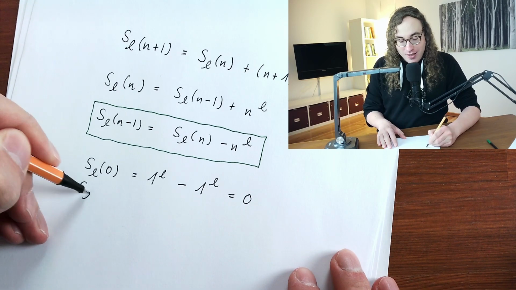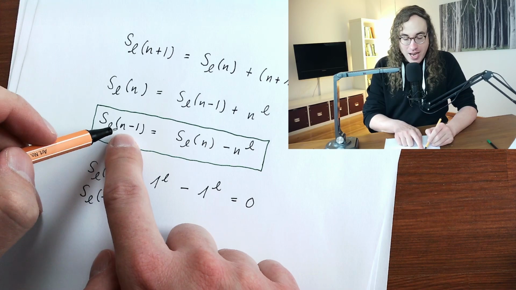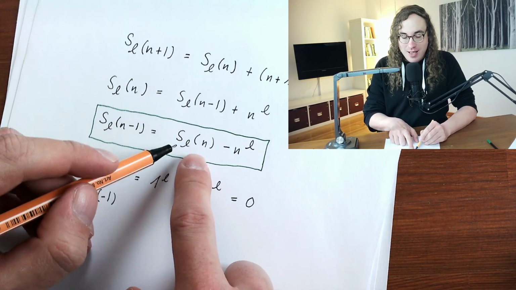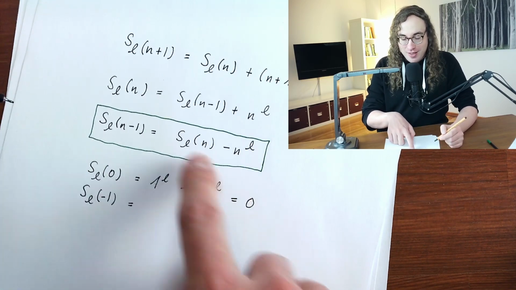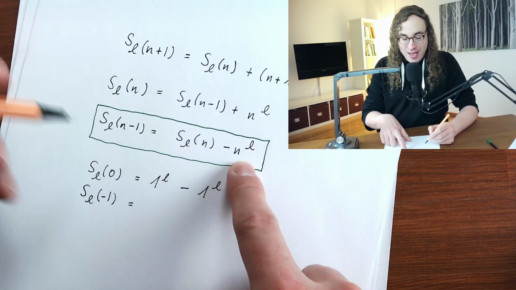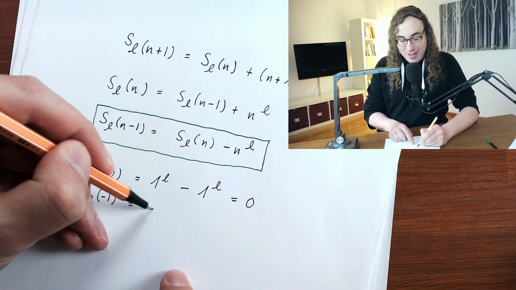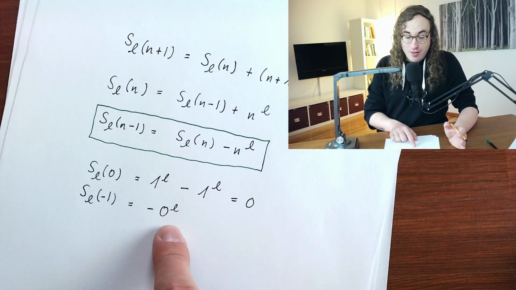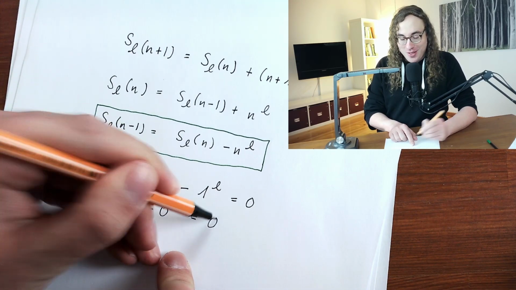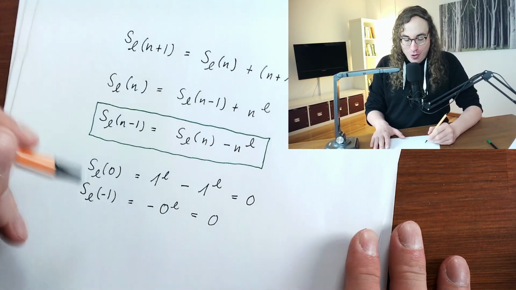And okay, let's do SL of minus 1. Use the same formula. Now n is equal to 0, so it's the same as SL of 0, which I already computed is 0. So this is the same as 0 minus n to the L, and n in this case was 0. So this is minus 0 to the L, and since I'm always assuming, also in Faulhaber's theorem, that L is at least 1, this safely is also 0 all the time. This looks pretty boring, but it'll get more interesting now.